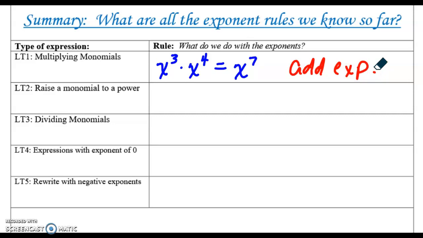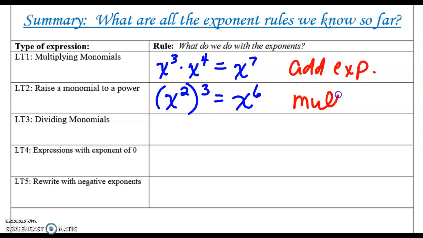Okay, when we're raising a power to a power, that would be something like x to the second raised to the third. Obviously, that means x to the second times x to the second times x to the second, which would be x to the sixth. And what are we doing to actually get that? We are multiplying the exponents. I don't really want you to memorize the stuff in red. I want you to understand how I'm getting there.